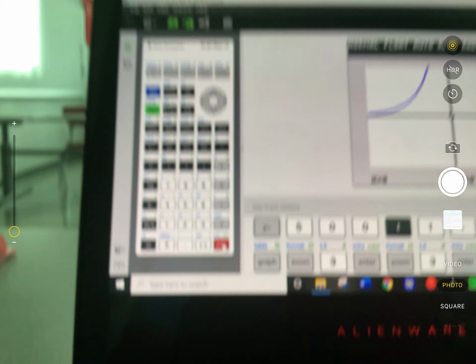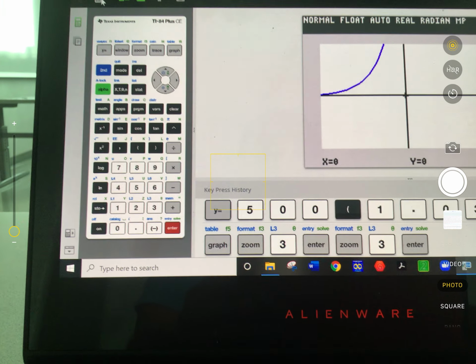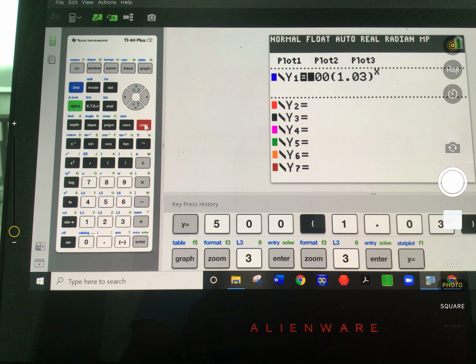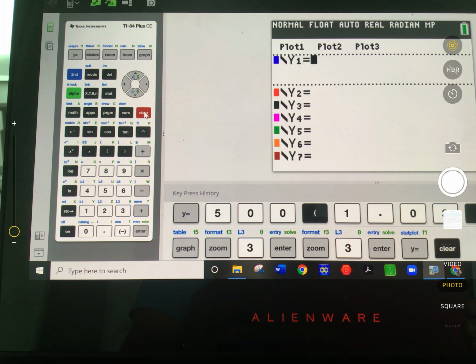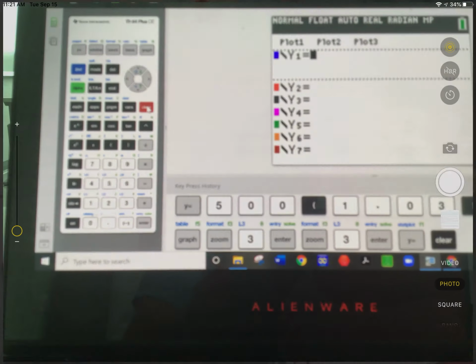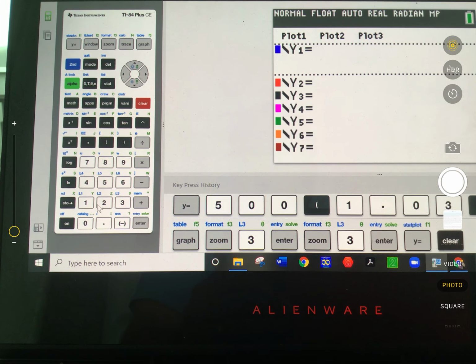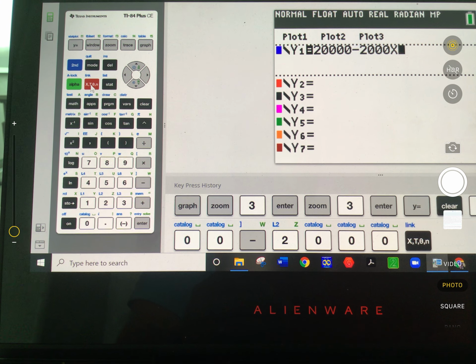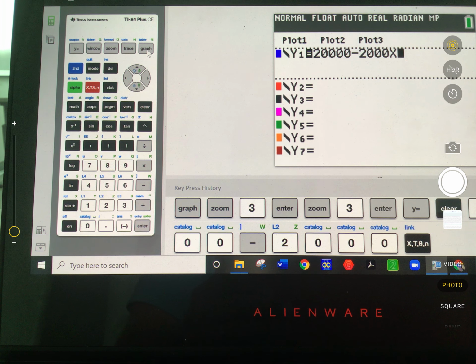Now on number 4, let's get ready to go do number 4. So I'm going to switch over my viewpoint again. Back to my graph. So let's go and clear out my graph again. So let's hit y equals. Let's get rid of that first one. And then let's type in what the new one was. I forgot to write down what that new one is. 20,000 minus 2,000x. Make sure we have enough zeros there. Minus 2,000, and then hit the x button. Now hit graph.